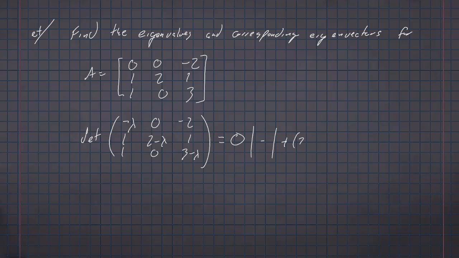plus 2 minus lambda times the determinant of the 2 by 2 matrix you get by removing the second row and second column, negative lambda, negative 2, 1, 3 minus lambda, and then minus 0 times the determinant of the matrix you get when you eliminate the third row, second column. And I don't really care what those are because the determinant of any matrix times 0 is still 0.